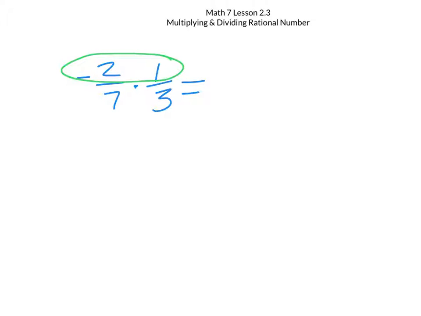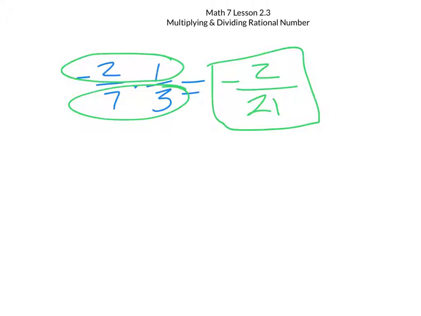Straight across. So negative 2 times 1 is negative 2, over, and then what's 7 times 3? 21. So that would be my answer. The only exception would be if I can reduce this in any way. It is already as reduced as it can be, so you're done.